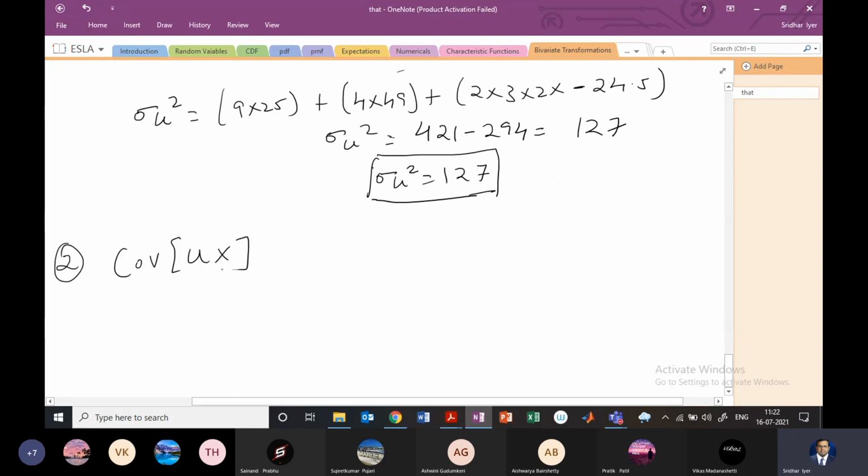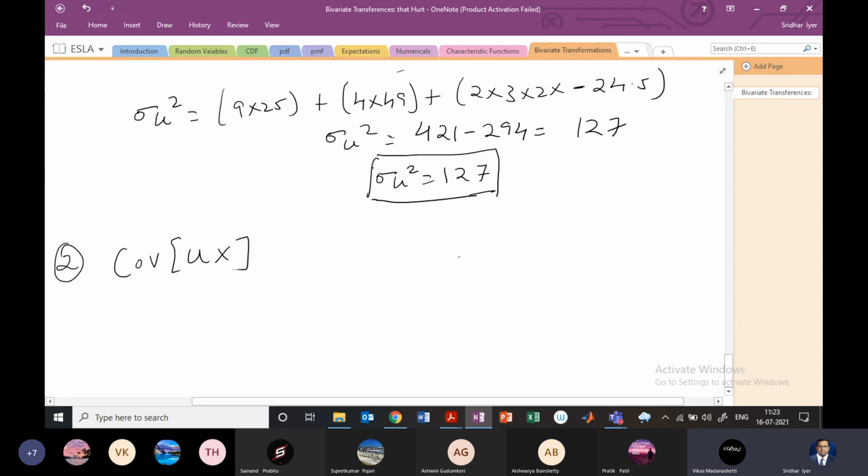Covariance of ux. So we need to know the definition of covariance, right? And covariance of ux. Can anyone tell me what is the definition of covariance? From there, we'll get an answer. How do we find covariance? E of x minus mu x, y minus mu y.